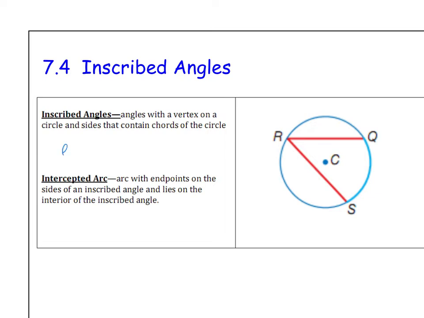An example of an inscribed angle would be angle QRS. Angle QRS is called an inscribed angle because its vertex is right on the circle. And this arc that it opens up to over here, you can see this angle opens up to this arc. Arc QS is called the intercepted arc. So an example of the intercepted arc would be arc QS. Remember, you write the two letters and then you put the curve above it.